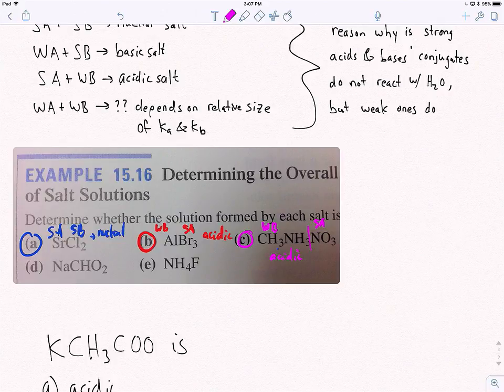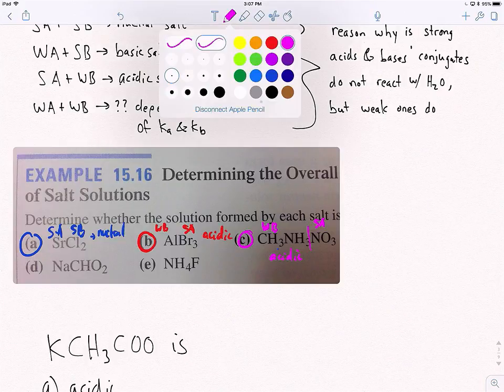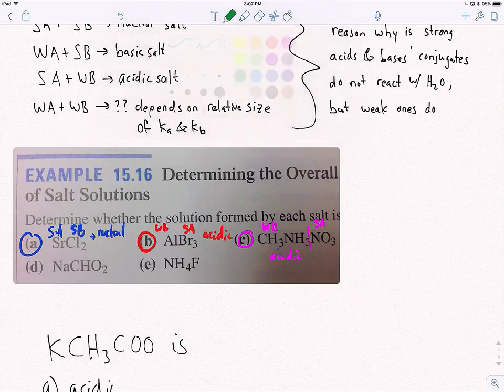Making sense? Okay. Sodium formate is the next one. What color? Maybe green will show up. So sodium formate. Sodium is from sodium hydroxide. That's a strong base. Formic acid is a weak acid. And when you have a strong base and a weak acid, this forms an alkaline salt. So basic salt. So sodium formate is a basic or alkaline salt.